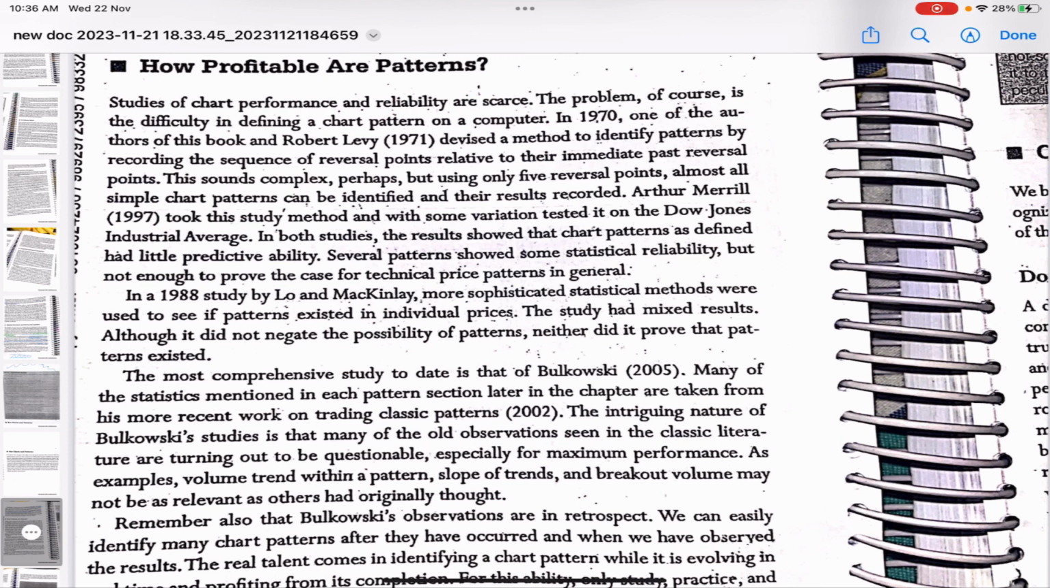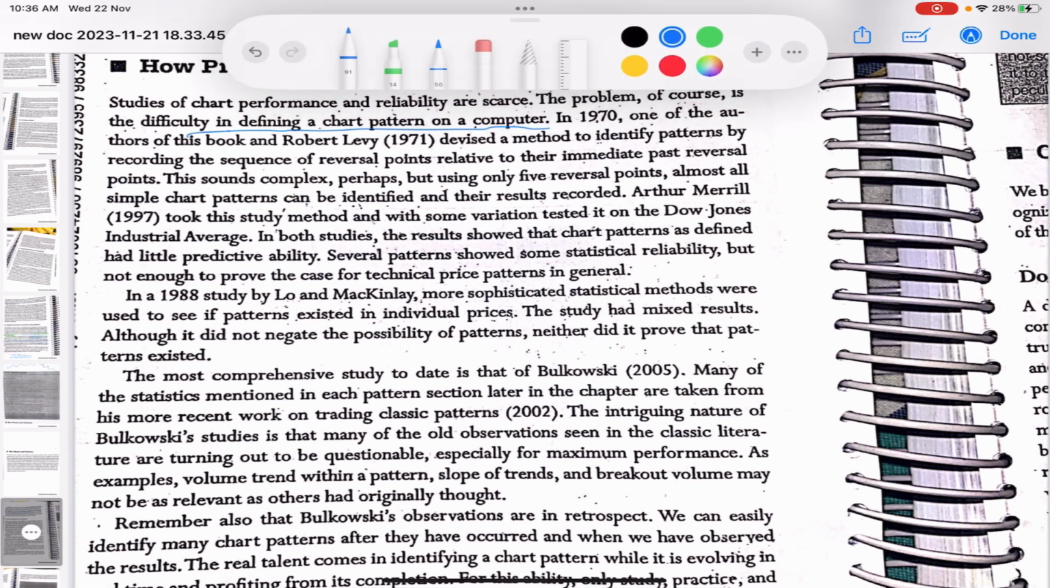Because there is a chance of manipulation. The problem is the difficulty in defining a chart pattern on a computer. So we cannot really define it since it is very subjective in nature, right? One of the authors devised a method to identify patterns by recording the sequence of reversal points relative to their immediate past reversal points. So using 5 reversal points, one person defined it so that it would be easier.